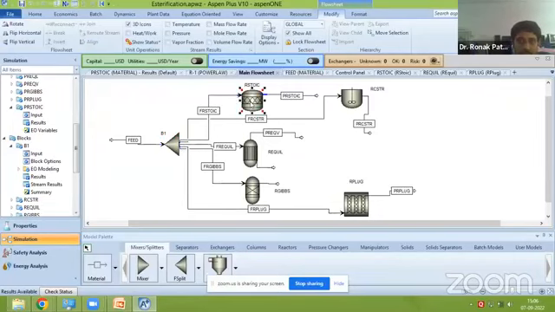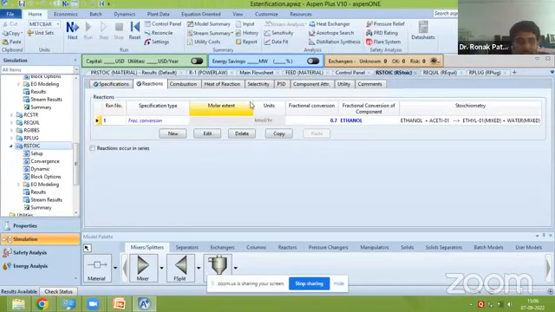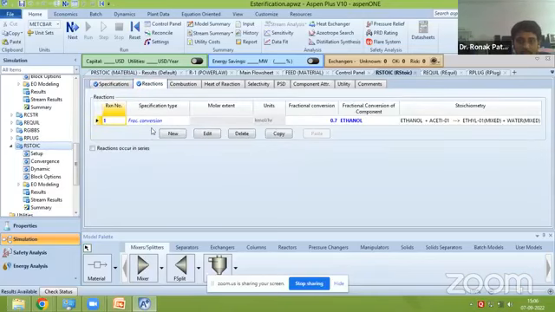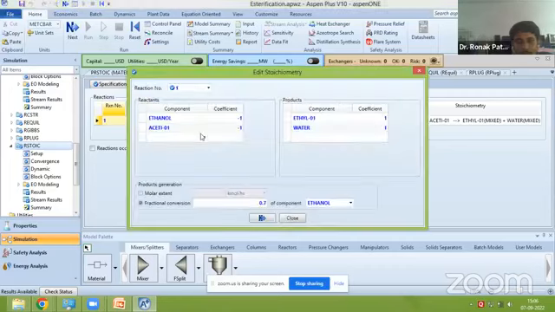Now coming to the first reactor module, which is R stoic. When we open this, it will ask for the specification. As mentioned in the problem statement, temperature and pressure have to be 70 degrees centigrade and 1 atmospheric pressure. In reaction, I have already selected reaction number 1. If you need to add a new reaction, you can select the new tab over here, or if you want to edit it, you can do that. Here in reaction 1, the stoichiometric coefficients are 1 and 1.